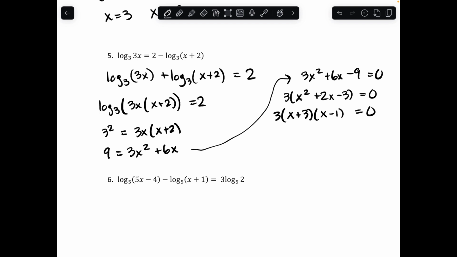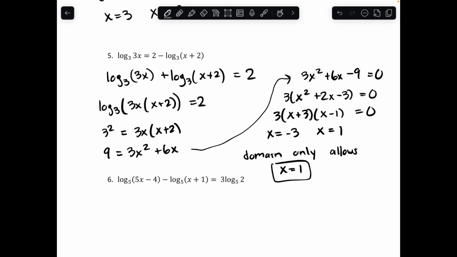And so our zero product property is going to say that x is equal to negative 3, and then x is equal to positive 1. However, we're going to have the same issue that we ran into last problem. If I try to plug in x equals negative 3, I'm going to have a domain issue because I'm going to be taking the logarithm of a negative number. So the only solution that I can actually plug in is going to be x equals 1. And that is our final answer.